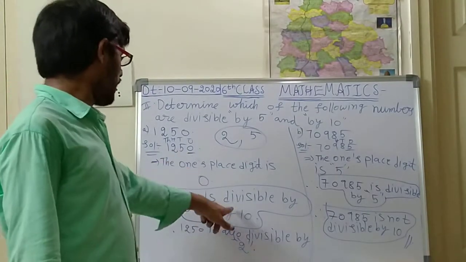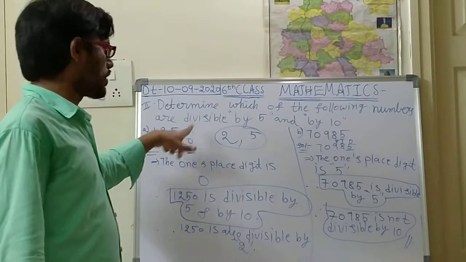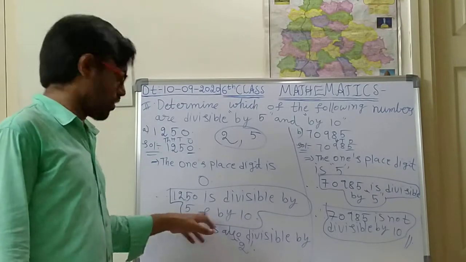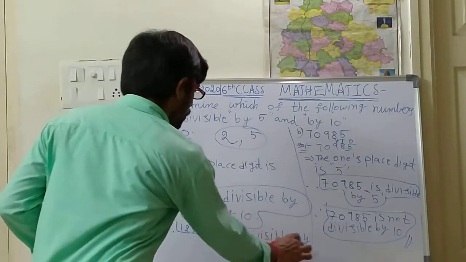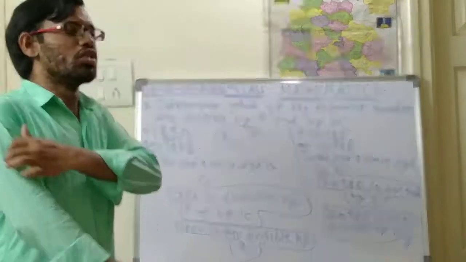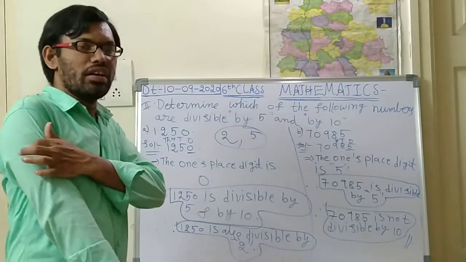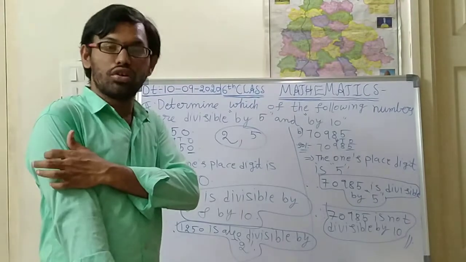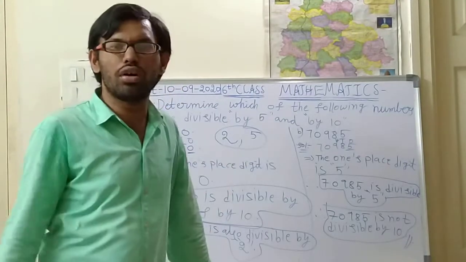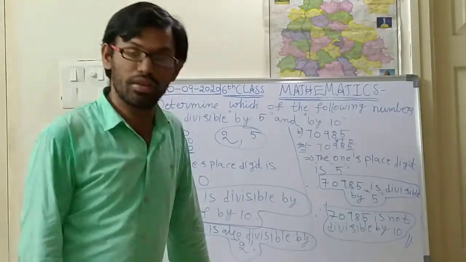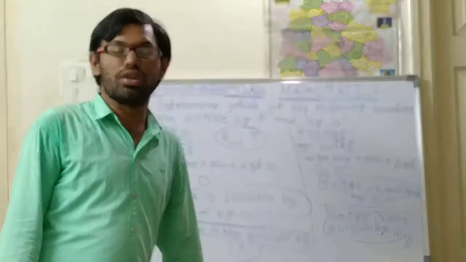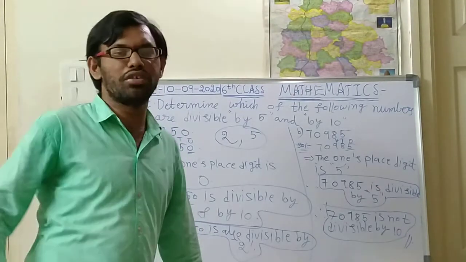For 5, it is always divisible, because the ones place digit should be either 0 or 5. Already we have written the conclusion for 5, and now we have written the conclusion for the divisibility rule of 2. So like this, for every problem you have to identify. Whatever number is divisible by 10, you have to check for the divisibility rule of 2 also. Obviously, whatever number is divisible by 10 will be divisible by 2 also. Why? Because the ones place digit is 0, and if the ones place digit is 0, it will be divisible by 2. Is it right, children?